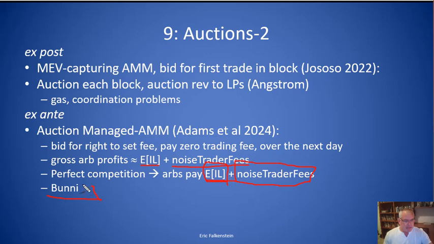I think Bunny AMM on V4 is doing this now, although in practice, I've seen that this happens like 20% of the blocks or periods. But I haven't seen any data on how it's worked out. My main reservations are, one, they're going to put in a risk premium. They're not going to bid the full thing, the risk-neutral price.